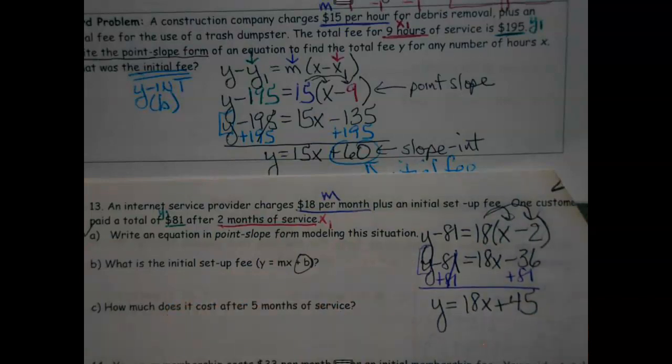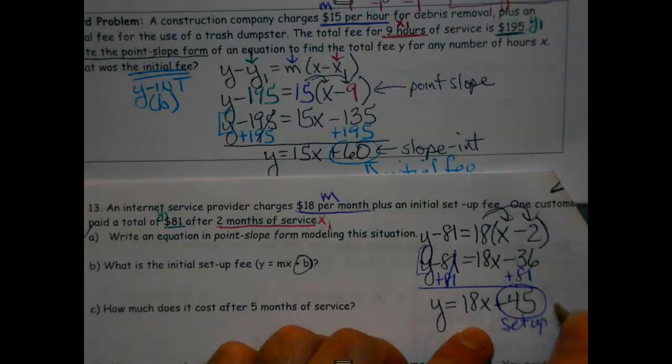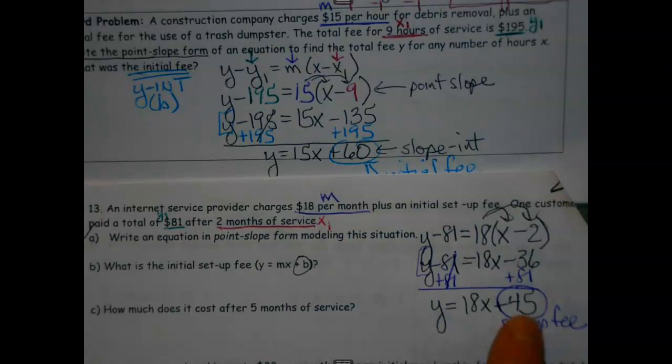Once you're in Y equals, once you're in slope-intercept form, you have the setup fee. It's $45. Whatever that number on the end is, whatever your y-intercept is, will be the value that you have. But this time they had one more question, and we didn't have this in the example, so we better focus in here.